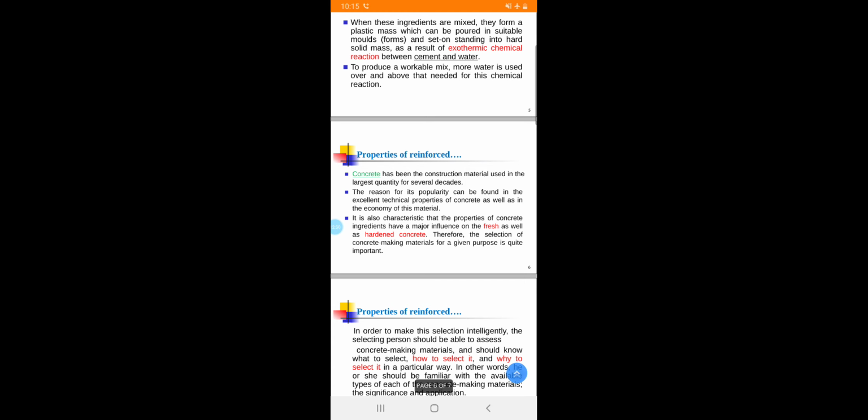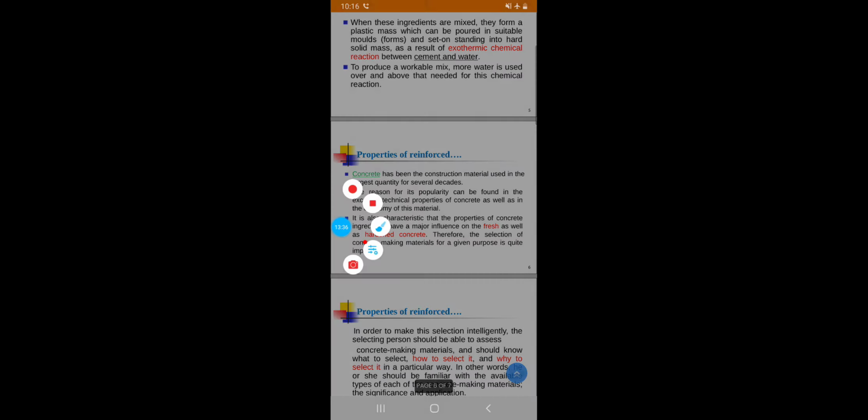Concrete has been the construction material used in the largest quantity for several decades. The reason for its popularity can be found in the excellent technical properties of concrete as well as in the economy of this material. It's also characteristic that the properties of concrete ingredients have a major influence on the fresh as well as the hardening concrete. Therefore, the selection matters, and there is a difference between fresh and hardening.